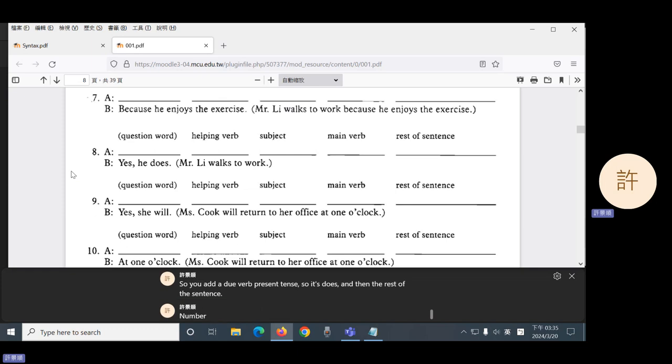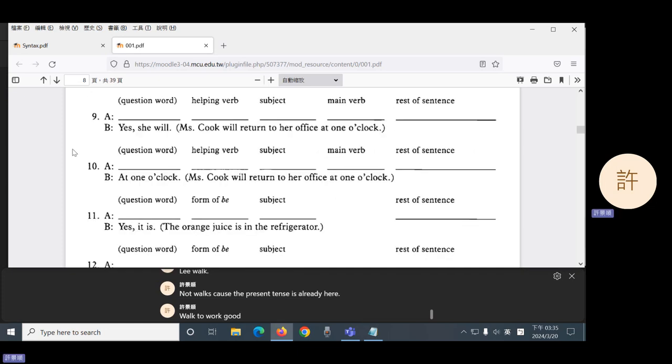Number eight, Zhang Youqi. Yes, what's the question for number eight? Good. Yes or no? So the question word is blank. First one, walk. You need to add a do verb, present tense becomes does, and then the rest of the sentence, Mr. Lee, walk, not walks, because the present tense is already here, walk to work. Good.